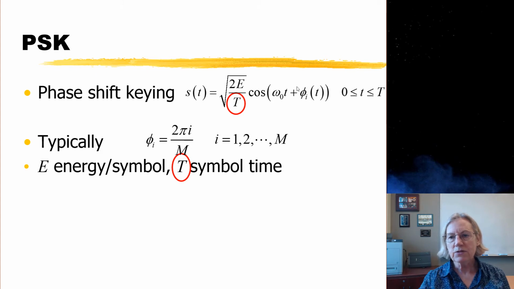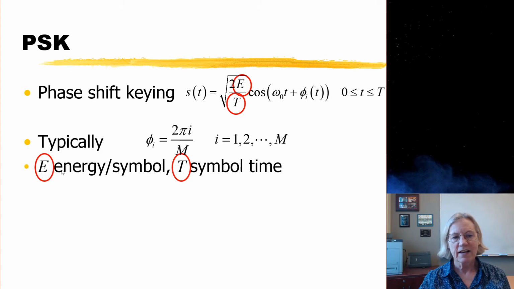Now, what values do these phase shifts take? Typically what we'll see is we'll take the 2 pi radian circle, and we will divide it into M divisions, where capital M is the modulation order, or the number of symbols in the constellation, the number of symbols in the alphabet. And the other variable that we see here is the E for energy, and it's the energy per symbol. Maybe I should be putting an S there so I don't get the bit and the symbol energy mixed up.